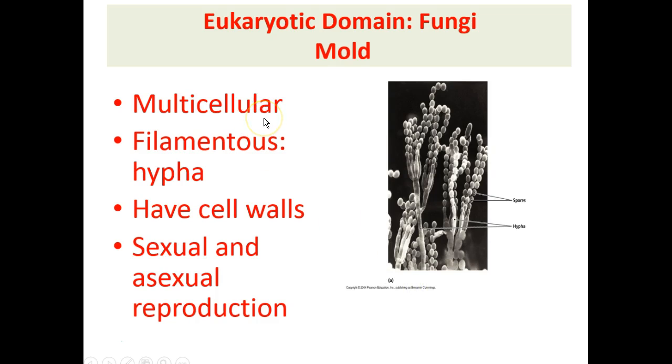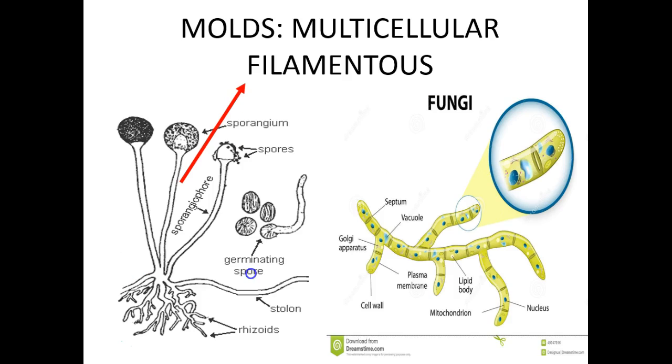Molds are multicellular fungi. They have filaments called hypha. Their cells have a cell wall. Most molds can reproduce sexually and asexually.